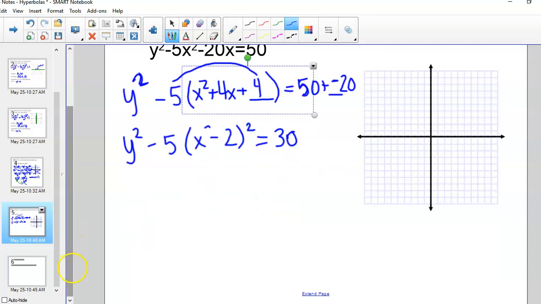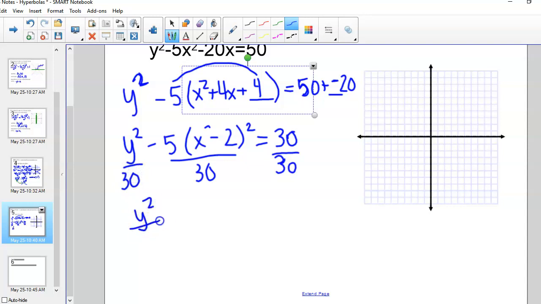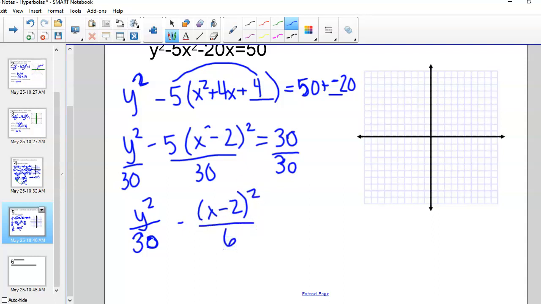Okay, just like with an ellipse, we need this to equal 1, so we're going to divide by 30 for all of these terms. And so we will have y squared over 30 minus 5 over 30 is going to reduce to 1 over 6. So I will have x minus 2 squared over 6 equals 1.